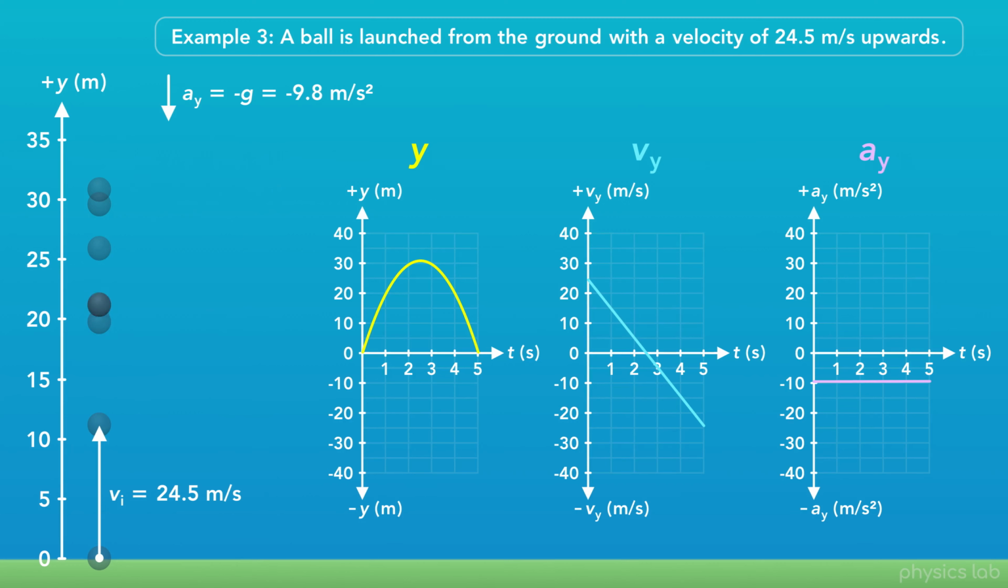So that's what projectile motion looks like for an object that starts with an upwards velocity.